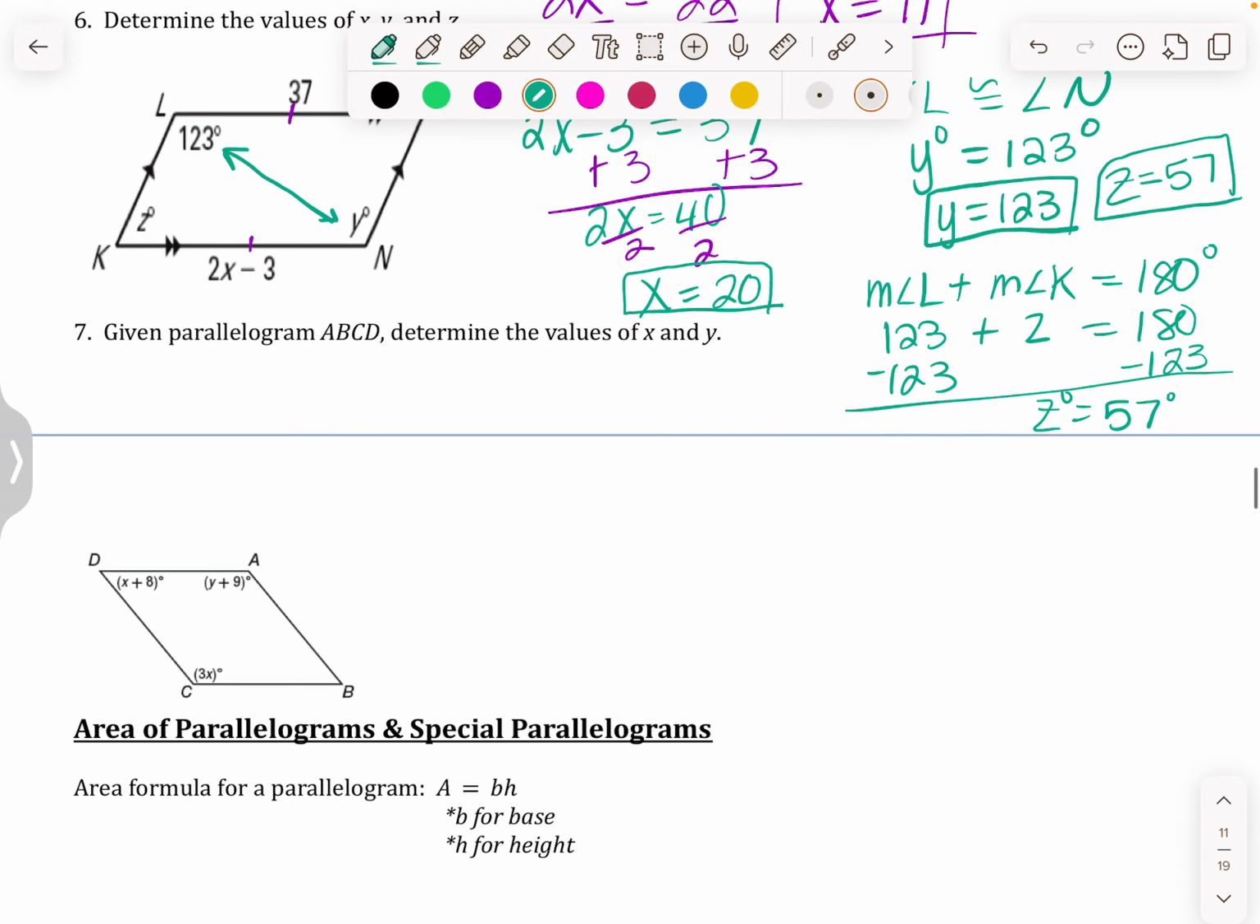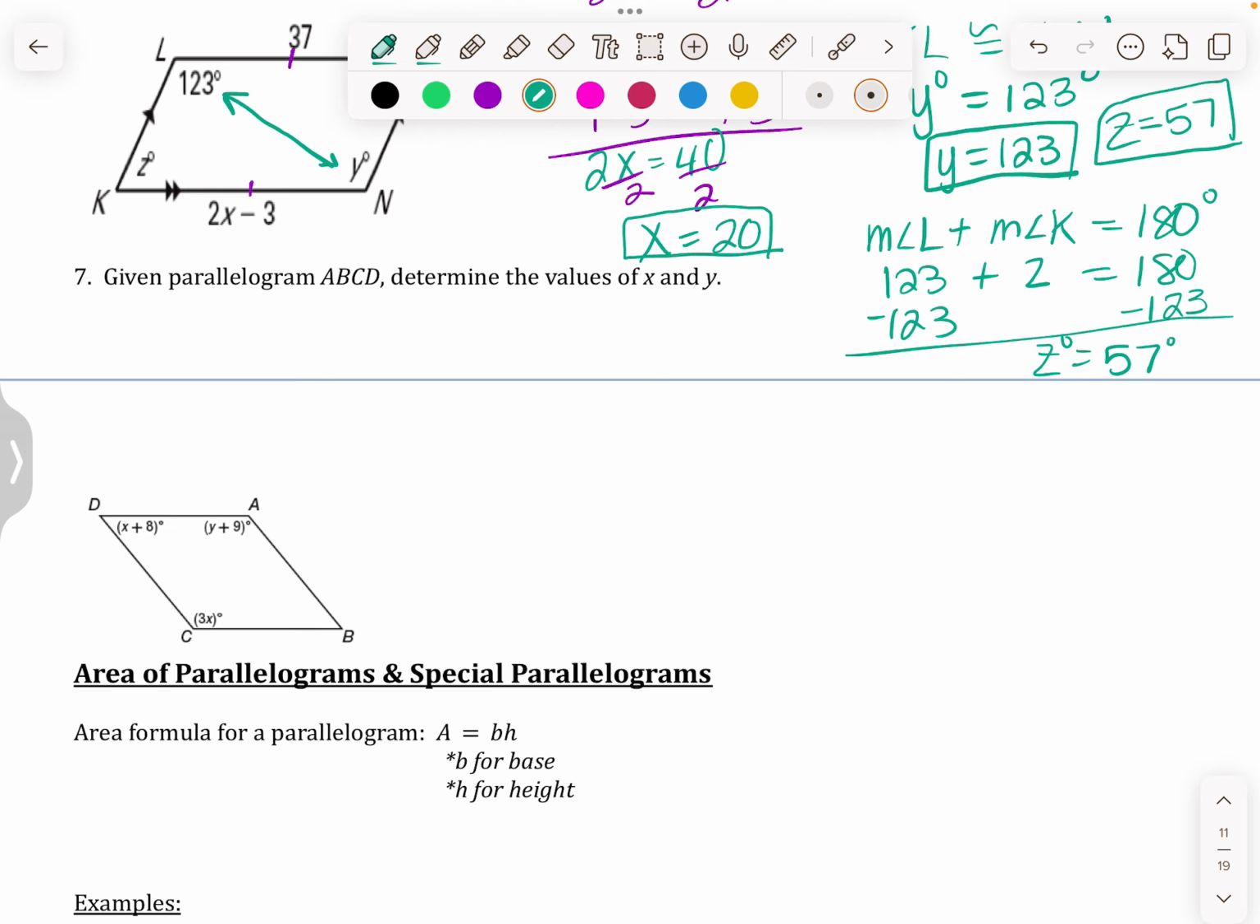All right, my directions are off just a little bit. Again, this picture is supposed to go with number 7. Hoping your packet printed correctly. Sorry about that. So given this parallelogram, determine the values of x and y.